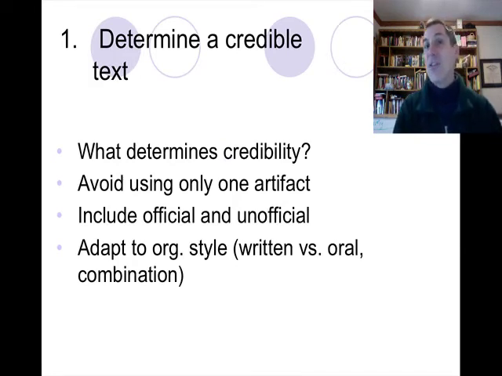Specifically then, your challenge is to determine a credible text. The intent was for you to come tonight with some text from the organization you're going to be studying, but you've got to discern what makes it credible. When you think about credibility, you have to think in terms of authorship and who indeed reads it and who uses it.